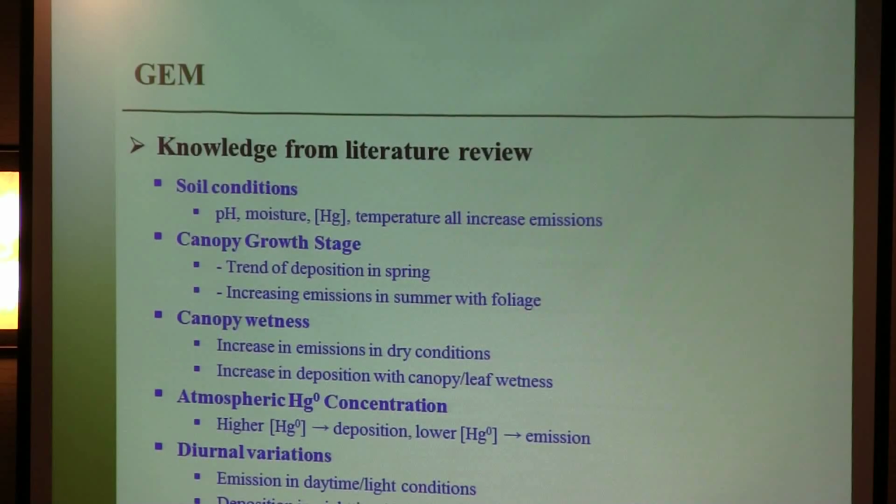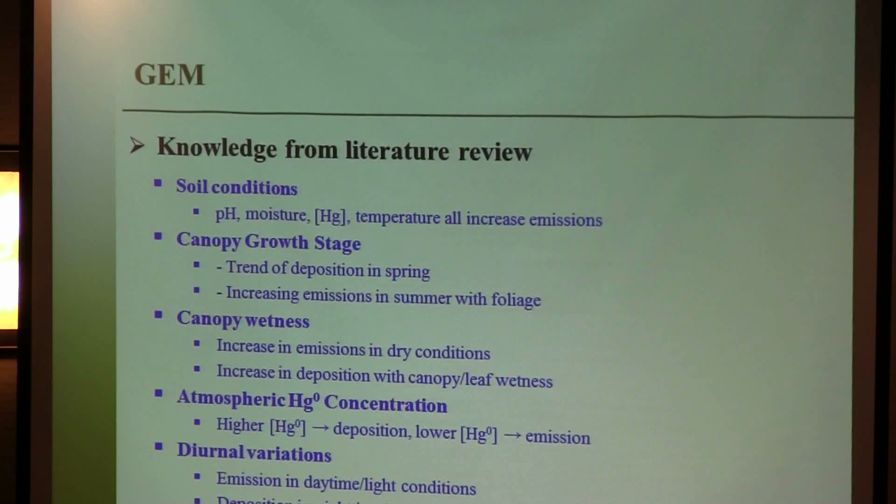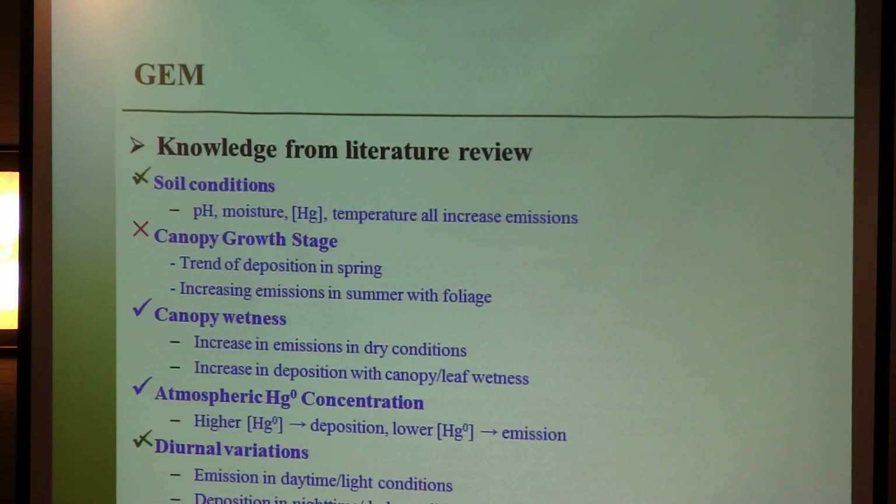Then how do we get that? Two parameters are needed for this bidirectional approach. That's emission potential from soil and from stomata. So we did some literature review. We found that the bidirectional exchange is dependent on all these factors, such as soil mercury content, air concentration of mercury, canopy wetness, and atmospheric conditions. I mentioned that and other stuff.